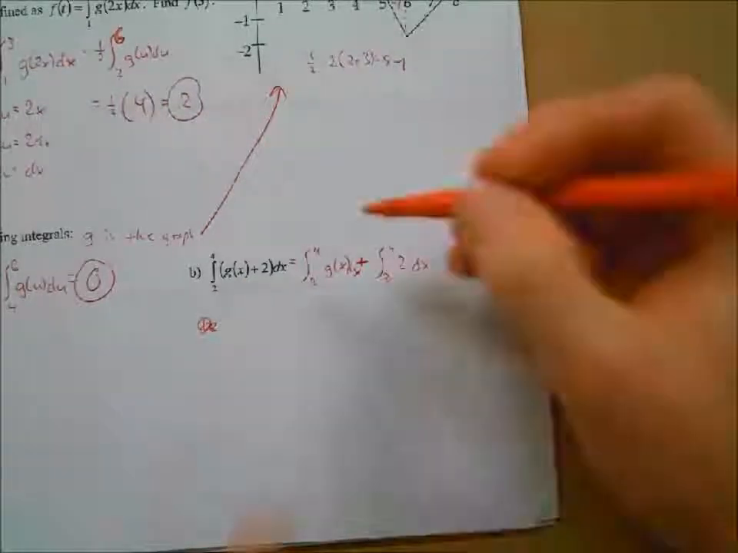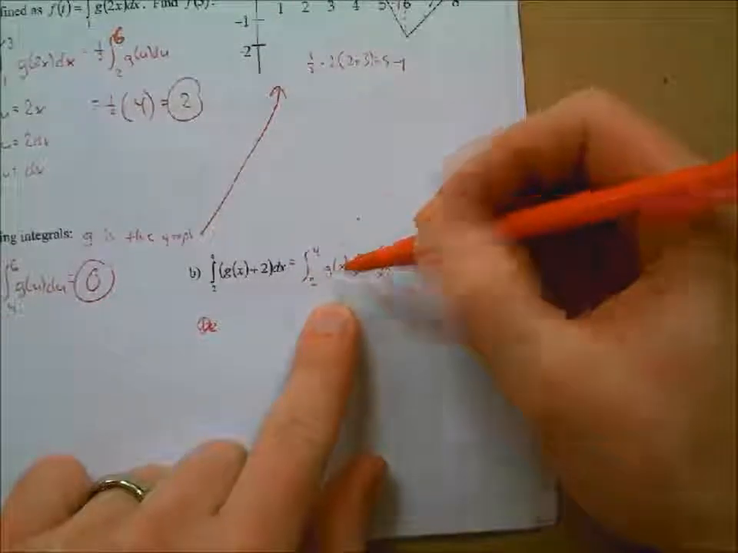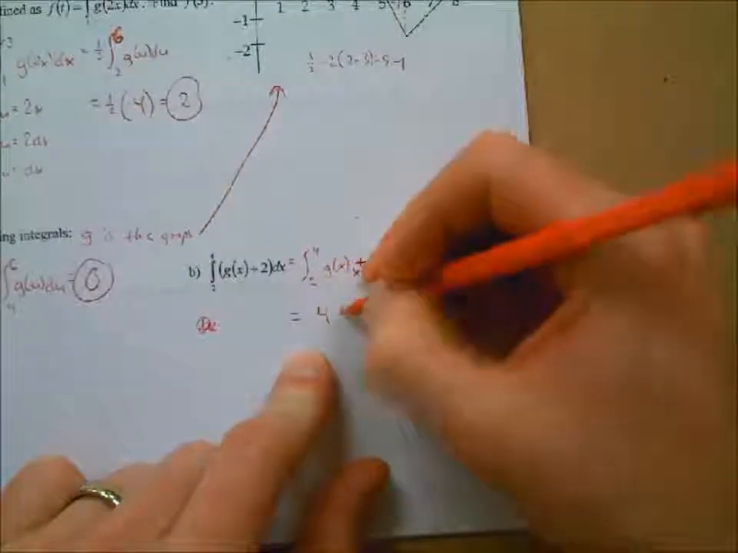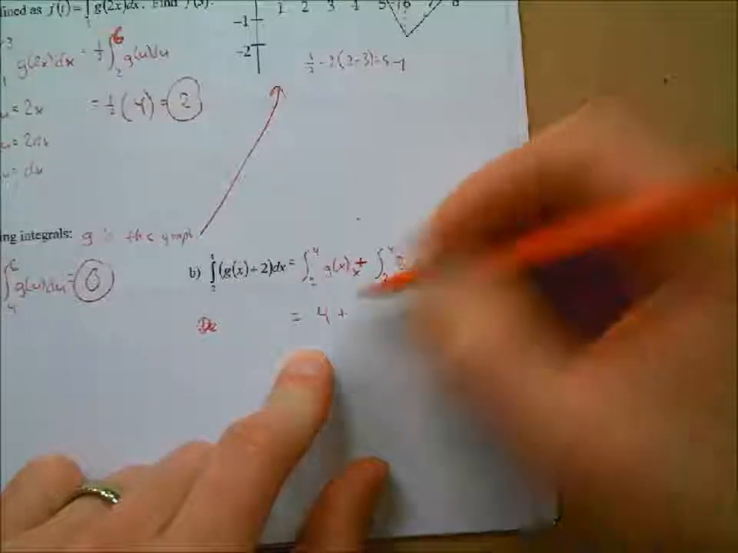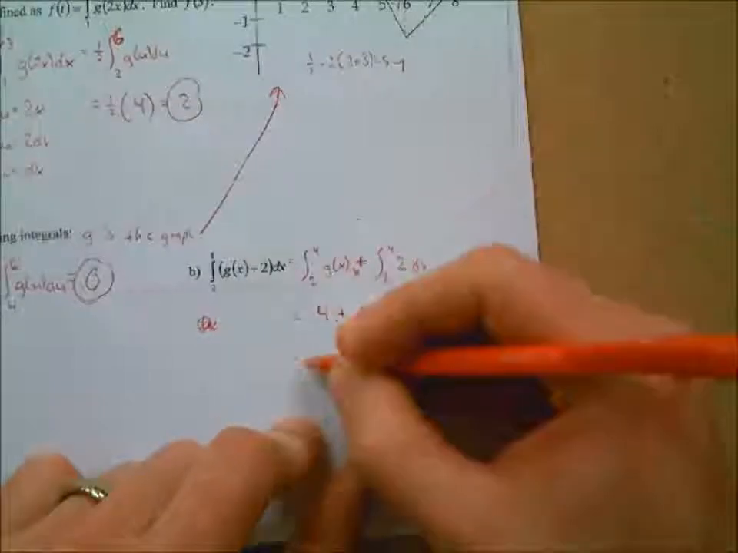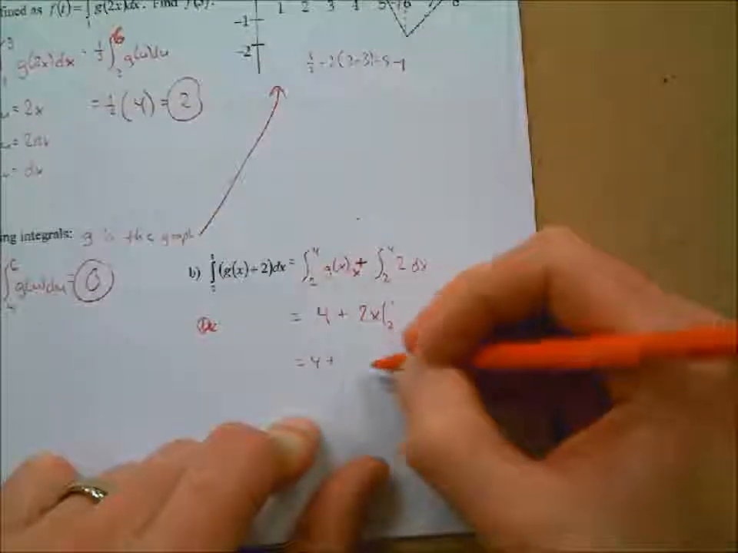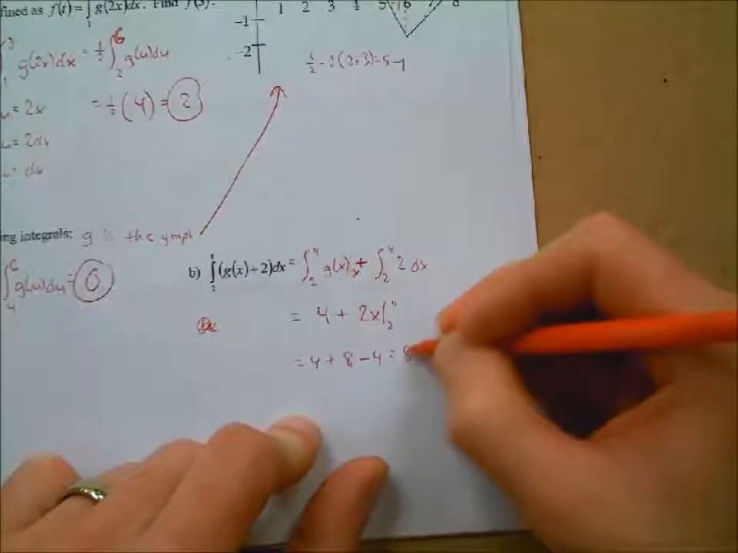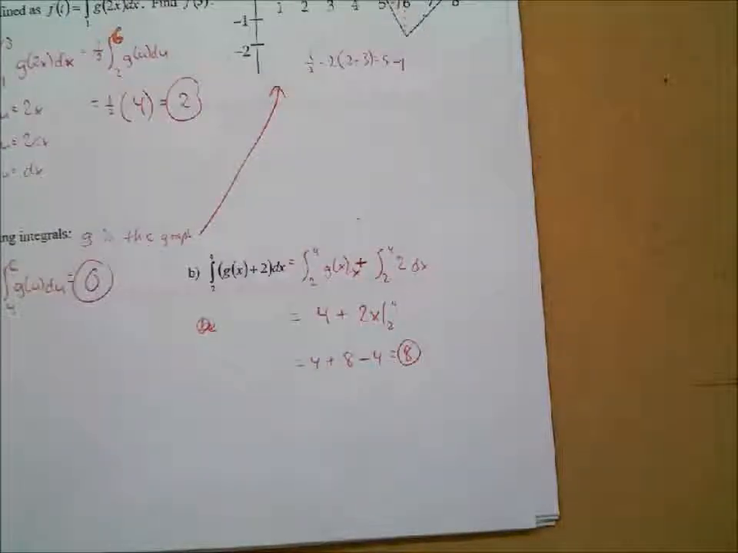We know the integral from 2 to 4 of g of x. What is the integral from 2 to 4 of g of x? 4. Right, it's just the area. And the integral from 2 to 4 of 2, well, we have to integrate 2. 2 integrated is 2x, evaluated from 2 to 4. So we get 4 plus, 8 minus 4. So 8 is our answer there. Pretty simple, right?